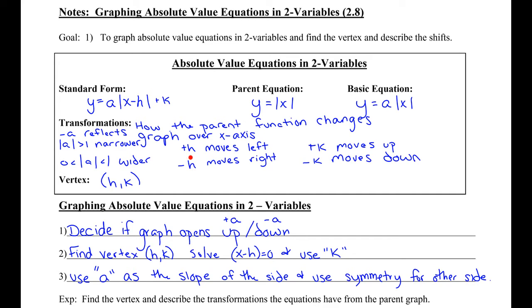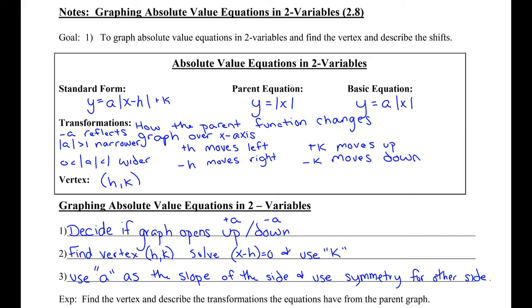If the h value is positive, that means your function is going to be moving to the left. If h is negative, your function will be moving to the right. If k is positive, it moves up, and if k is negative, it moves down. Notice that the k's are what you would expect. The plus moves you up, the minus moves you down. The h's are kind of the opposite. I would think that plus would move me to the right, but in this case it moves me left.